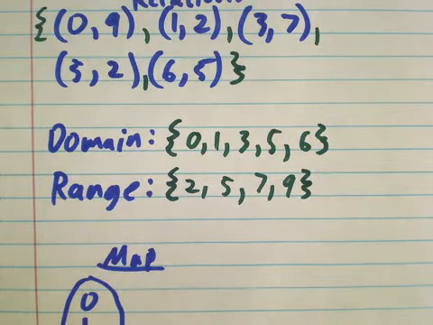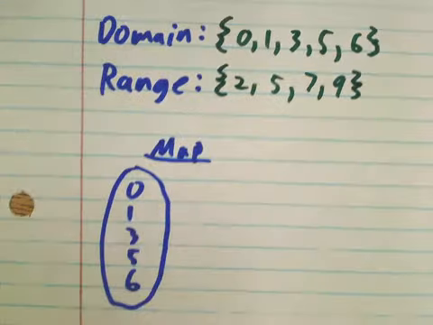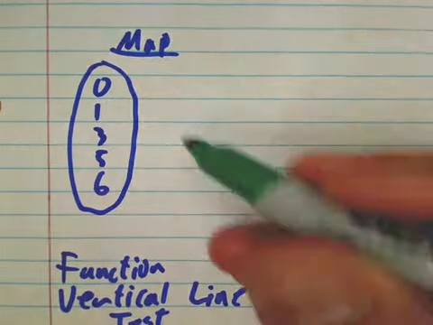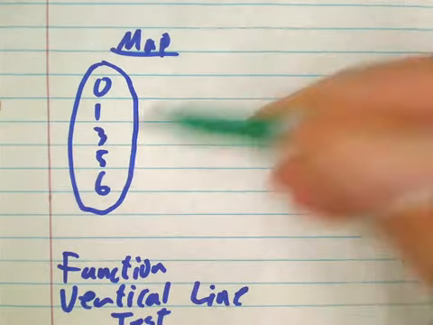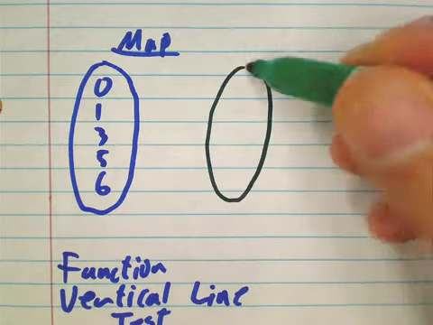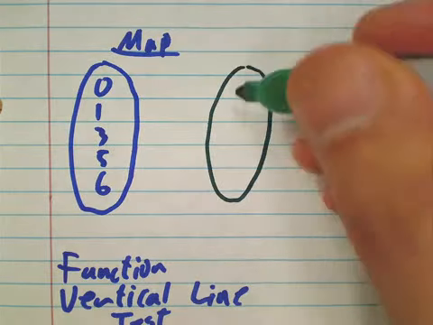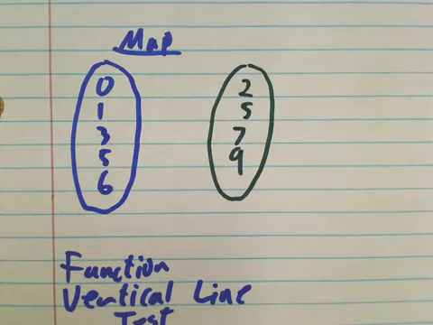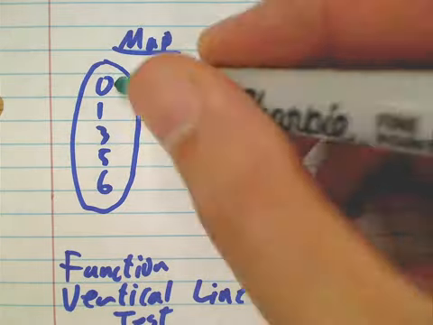Another way to write this is as a mapping diagram. So I already wrote my domain in a bubble. So you put your domain in the first bubble, 0, 1, 3, 5, 6. You put your range in the second bubble. So it's 2, 5, 7, 9. And these are always in order so that when you draw the arrows, it looks kind of cool and they're overlapping and whatnot. You could just put them straight across from each other, but that would be super lame. So put them in order so it looks cool and people will think you're smart.